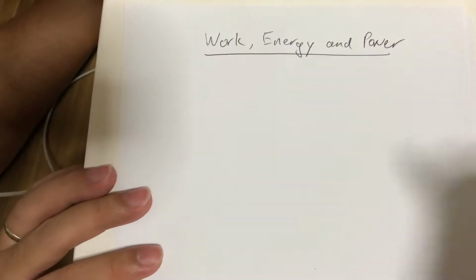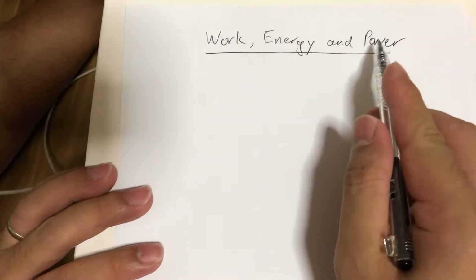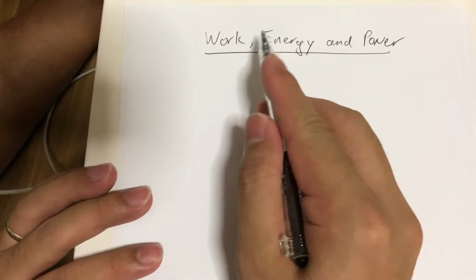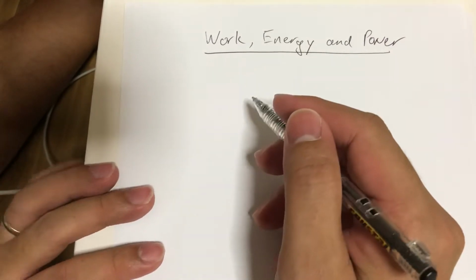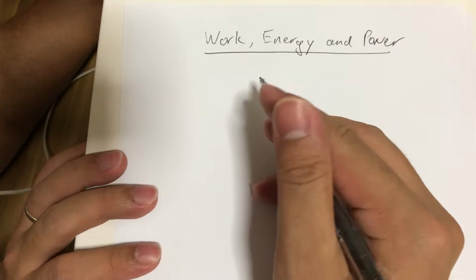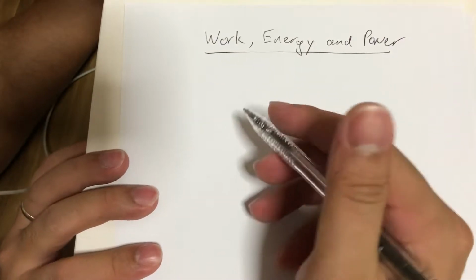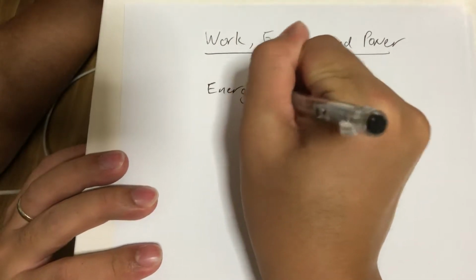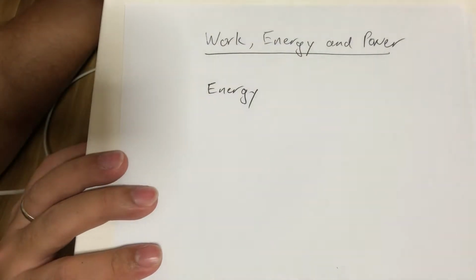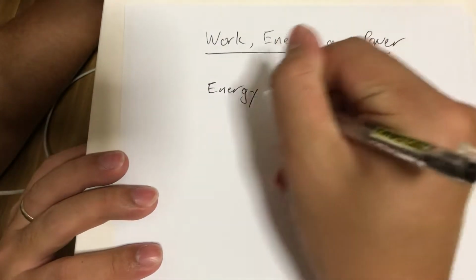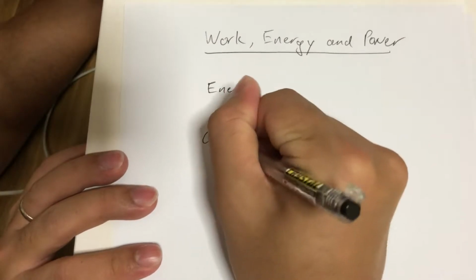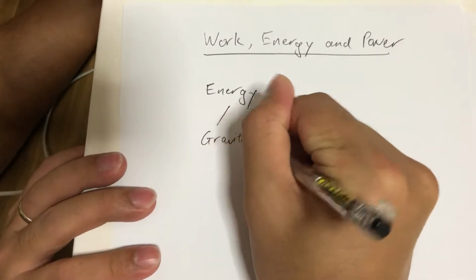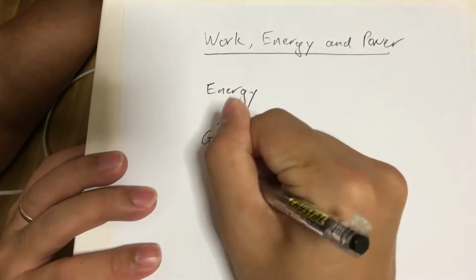For this chapter we have three components: work, energy and power. Let's start off with energy, because energy is something that you already know quite well for most parts. Energy comes in many forms, and I believe you have heard about quite a number of them. One of them is gravitational potential energy.